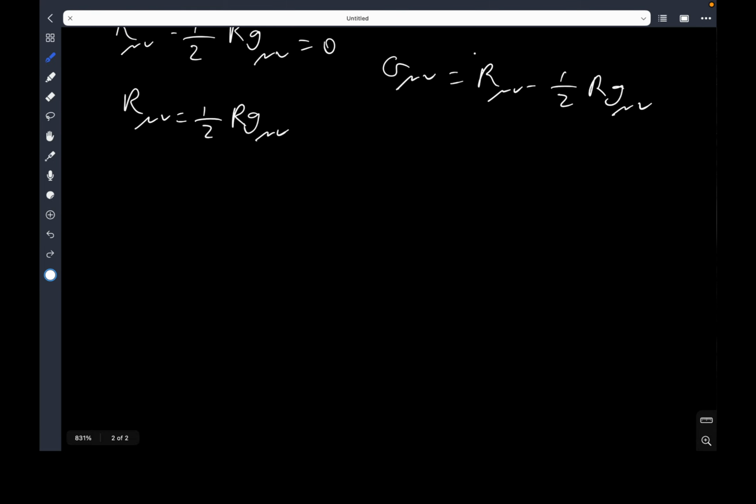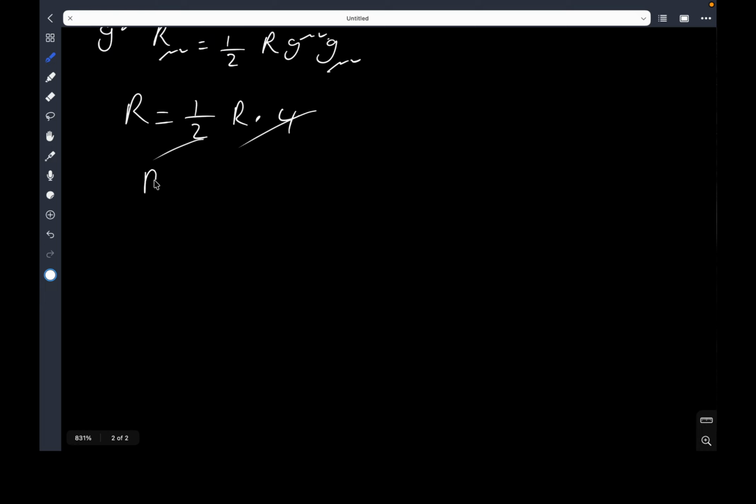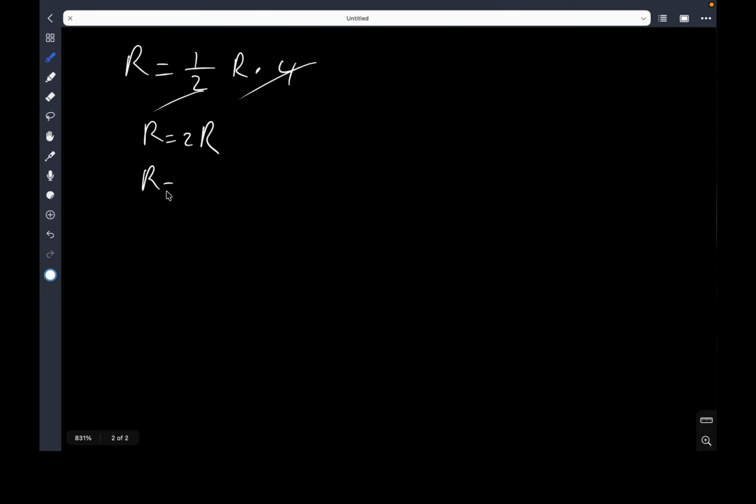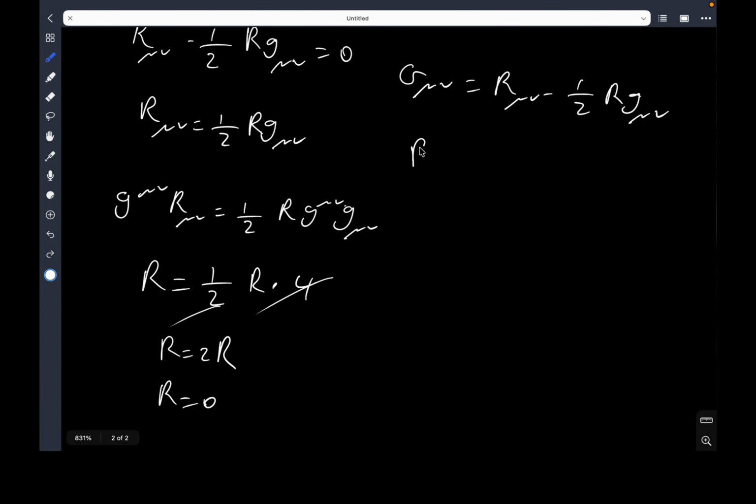So if I multiply both sides by the inverse metric tensor, I'm going to get half R g mu nu, this is the definition of the Ricci scalar. Half R times 4, the Kronecker delta symbol, which is equal to R equals 2R, which means that R should be 0. Thus, R mu nu here should be equal to 0 because the Ricci scalar is equal to 0. So, what does that mean? R mu nu is equal to 0.